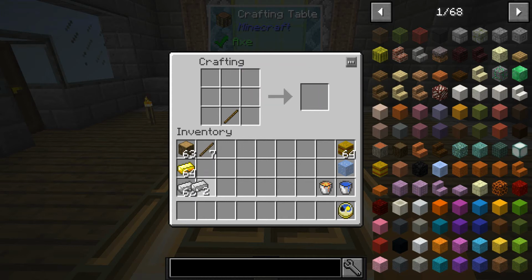Likewise, we could make a golden shovel. And again, this is not the same thing as this. There's both sticks and gold inside this golden shovel. This is a new item. This is a new substance.